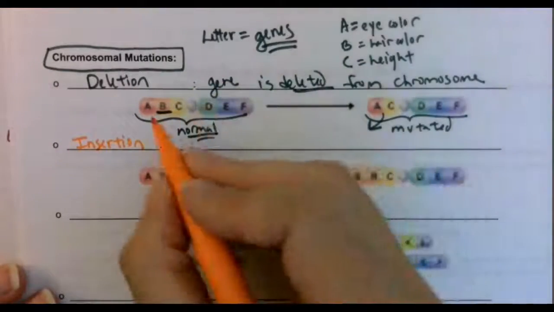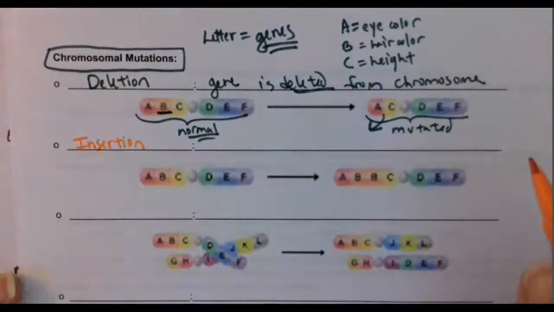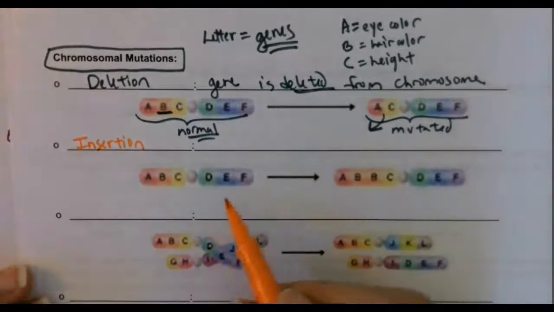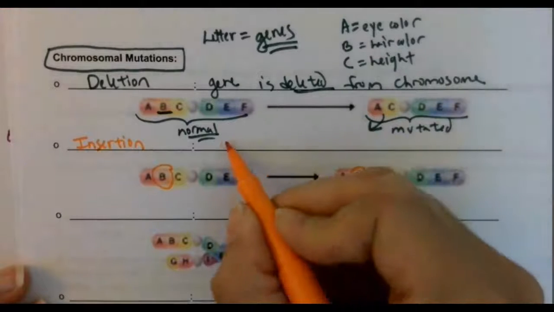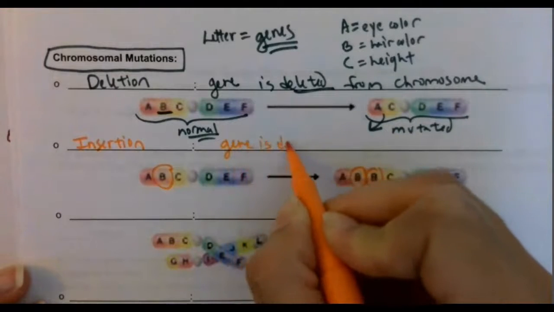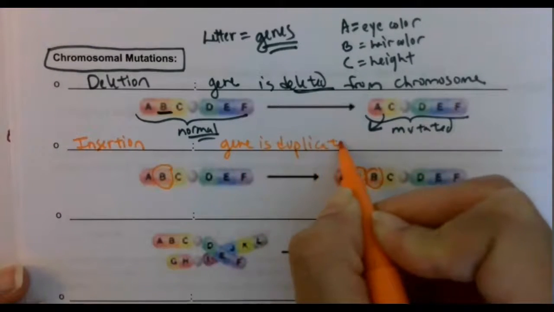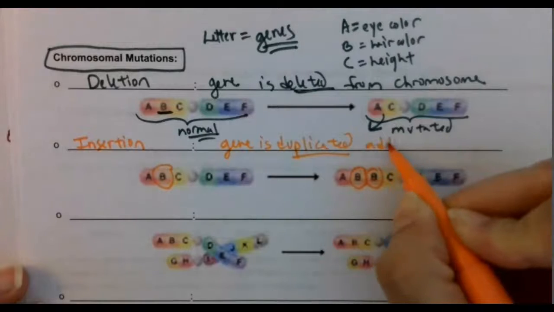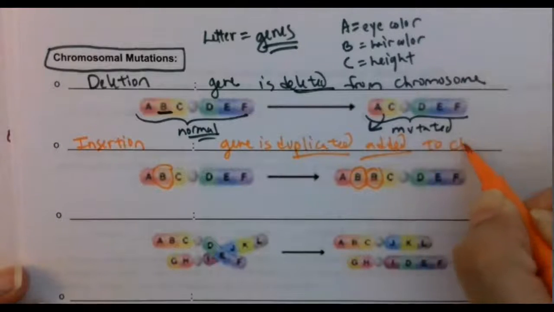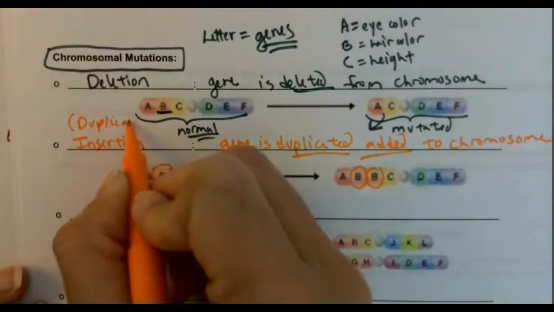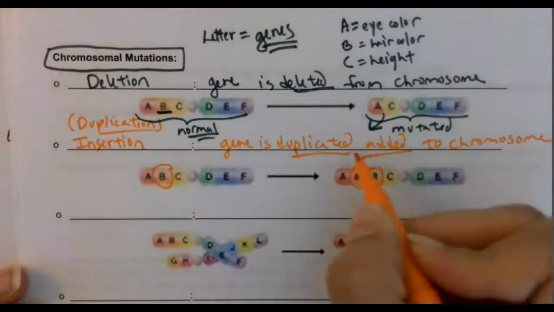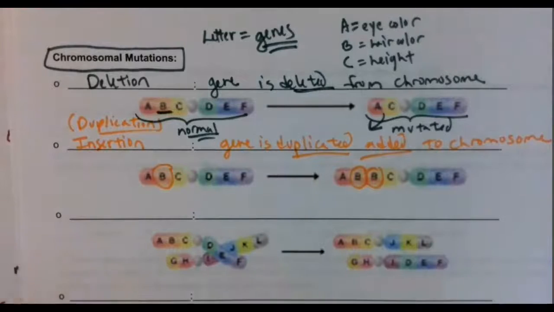The second example of a chromosome mutation is called an insertion. So in this first one, we deleted B, so there's no hair color gene. In the second one, we inserted an extra B. Okay, so this is when a gene is duplicated or added to the chromosome. So it can be called an insertion or a duplication. So now instead of having 1 gene for hair color, we have 2 genes for hair color.